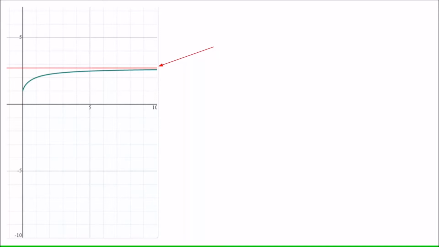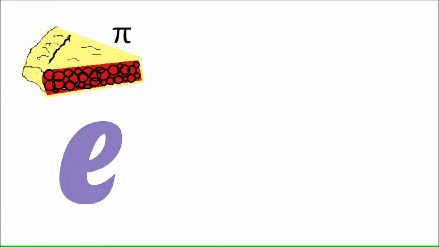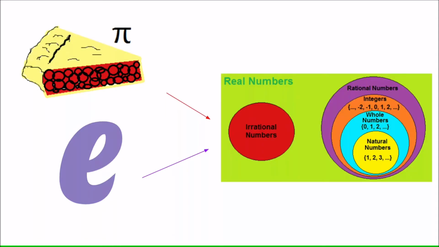As n becomes infinitely large, the value of the function approaches approximately 2.7182818. This number is called e. Now, like pi, the constant e is an irrational number. Now, exponential functions with e as a base work pretty similar to any other normal functions.